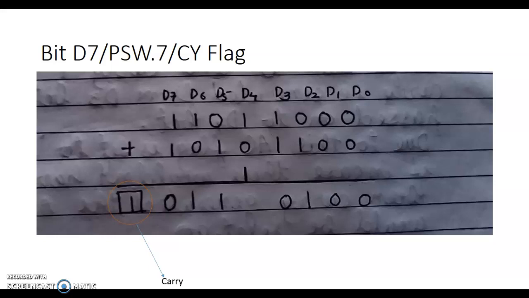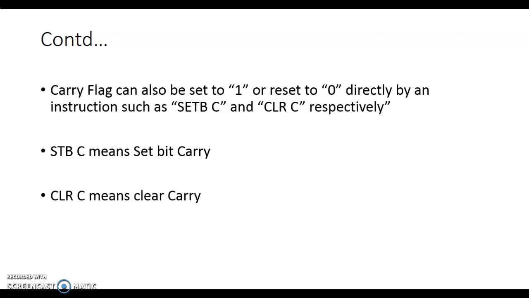This carry bit sets the carry flag to 1. However, if this bit wouldn't have been generated, or the carry bit would have been 0, then carry flag would have been reset. The carry flag can also be set to 1 or 0 directly by instructions called as SETB C and CLR C respectively. SETB C means set bit carry, while CLR C means clear carry.